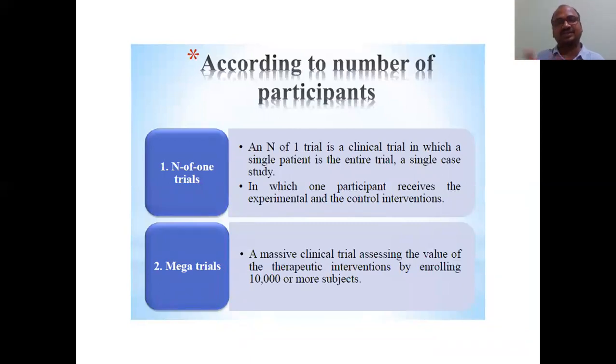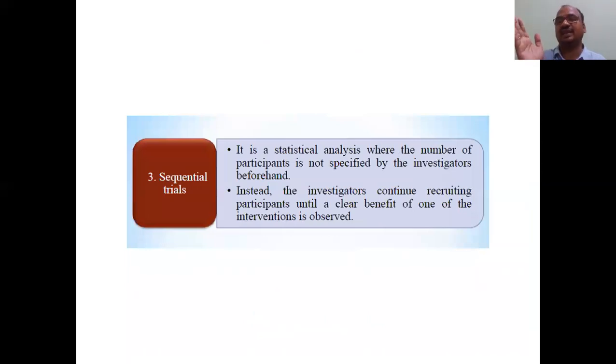And mega trials, not much important. N of 1 trials means just 1, 2, 3, 4 like that. Mega trials, the name itself indicates, just like a mega star. Mega trials, more than 10,000 subjects is called a mega trial. And sequential trials, they do sequentially. That's why it is called sequential trials.